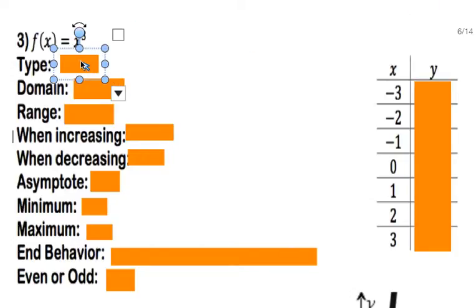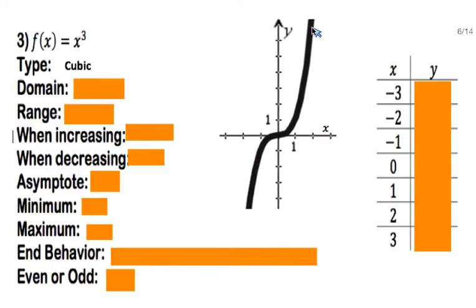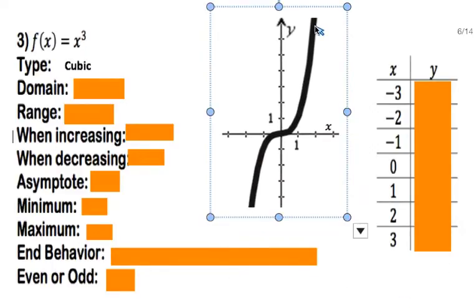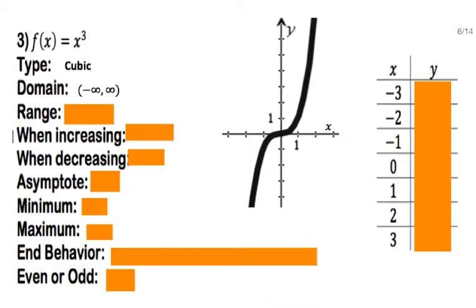formula is a cubic function, and the graph for that looks like this. So find that shape and tape it down here. Your domain, again, negative infinity to positive infinity, and the range is also going to be from negative infinity to positive infinity. So it keeps on going all the way down and it goes all the way up.